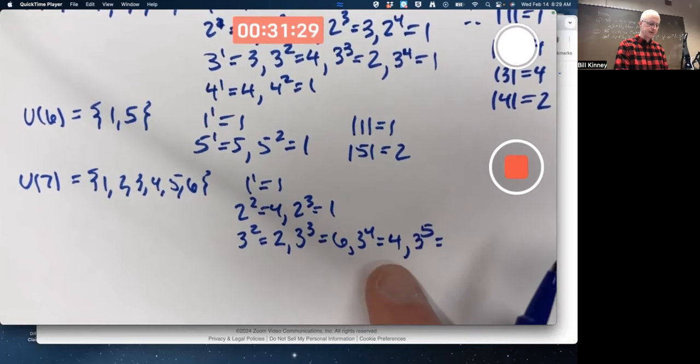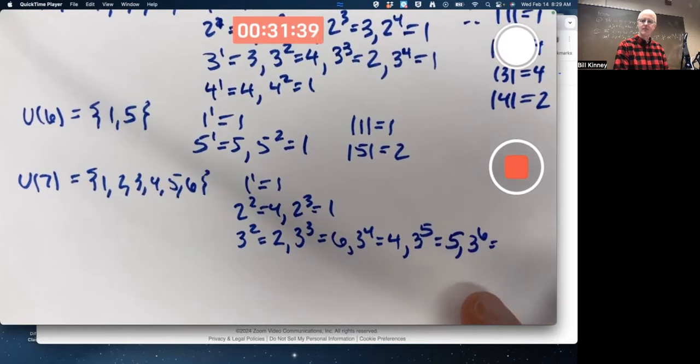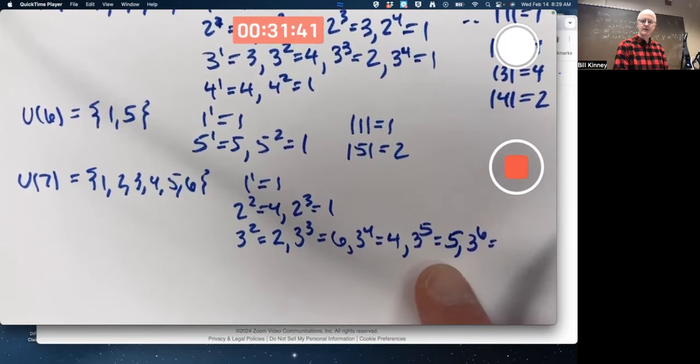3 to the fifth, I'll do it as 3 times 3 to the fourth, 3 times 4. 12, 12 mod 7 is 5. Still not back to the identity. 3 to the sixth. I'll do it as 3 times 5 is 15. 15 mod 7. Now we're back to the identity, 1.